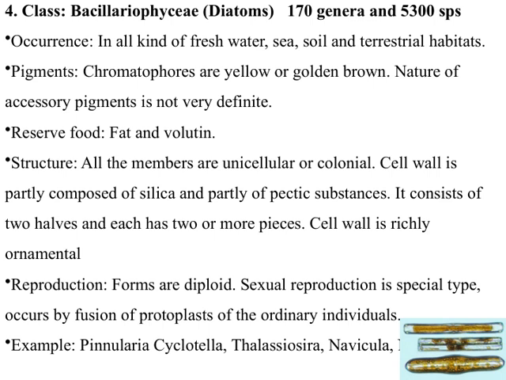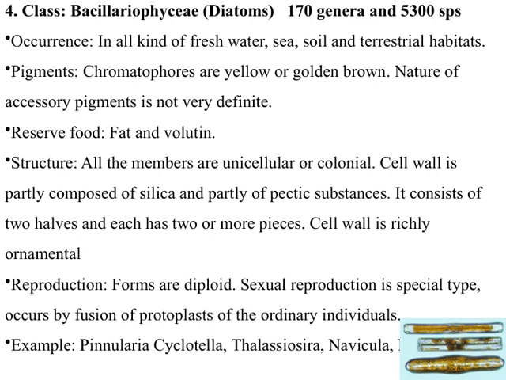Structurally, they are either unicellular or form colonies. Their cell walls are quite unique. They are partly made of silica, which makes them very durable, and partly of pectic substances. The cell wall is composed of two halves, each often with multiple pieces, and is richly ornamented, giving diatoms their beautiful, intricate appearances.